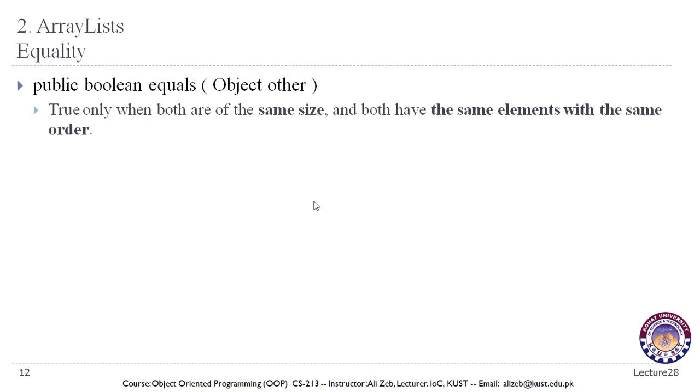Public boolean equals returns true only when both are of the same size and both have the same elements in the same order. So if we compare two array lists, we can use the equals method and it will only return true if both of the array lists are of the same size and have the same elements in the same order.